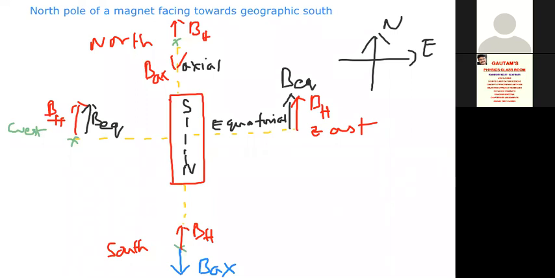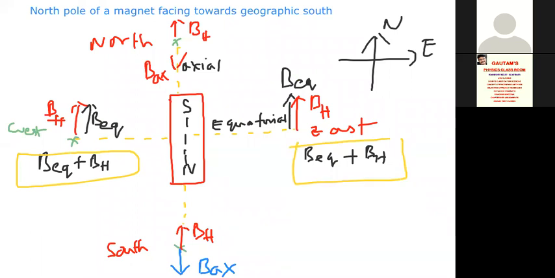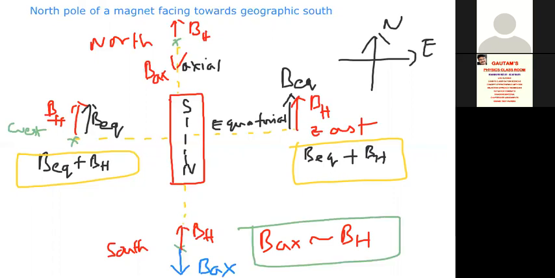So here, if you observe the net magnetic field, here B equatorial plus BH. Here also B equatorial plus BH. So what happened at east and west? We are getting B equatorial plus BH. But here at south we can observe it is B axial minus BH. Opposite means we have to take the difference. Again here also at the north, B axial minus BH, because opposite means difference. So at north and south we have opposite directions, at east and west same directions.